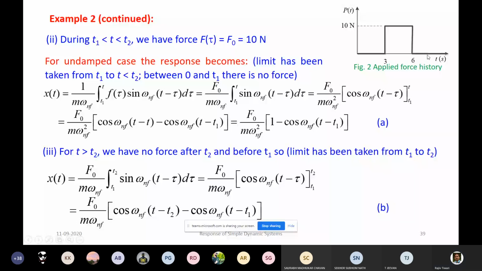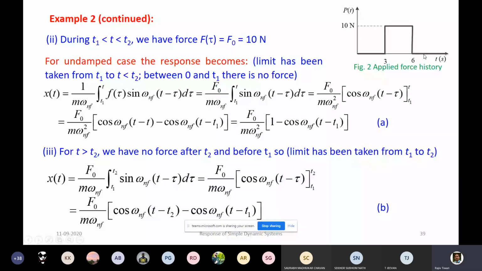So for that I need to consider all the forces before that. From 0 to 3 there is no force, so no contribution, but from 3 to 6, whatever the force, that also I need to consider, because the contribution of that will be coming at the 7 second also. So this point I hope is clear: if you want the response beyond 6 seconds, that is at 7 or 8 seconds, we need to consider all the forces' contribution to the response in the integration.